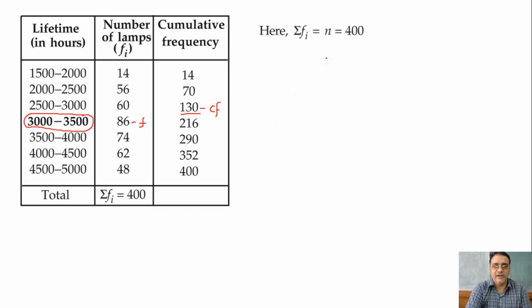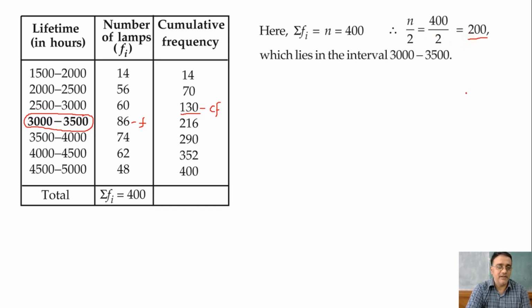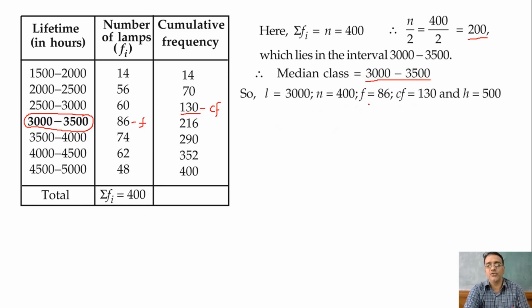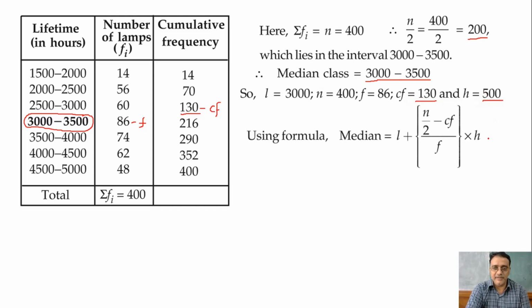Okay. So now we'll write N is equals to 400. So therefore N by 2 is 200, which lies in the interval 3000 to 3500. So median class is 3000 to 3500. So L is equals to 3000, N is equals to 400, F is equals to 86, CF is equals to 130, H is equals to 500. Now write the formula of median.